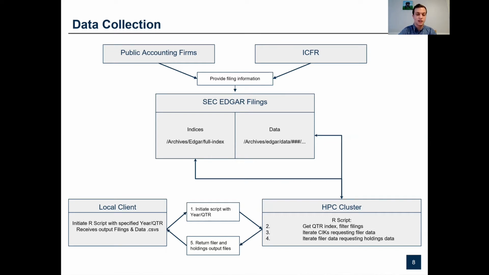A local client initiates the script by submitting a job with a specific year and quarter of interest. The script then extracts a master index of filings for that quarter and filters out to filings that are relevant for institutional investors. It then is able to construct appropriate file paths and parse through the Edgar filing system to extract metadata for these investors, and finally, all their holdings for the quarter in an XML format.